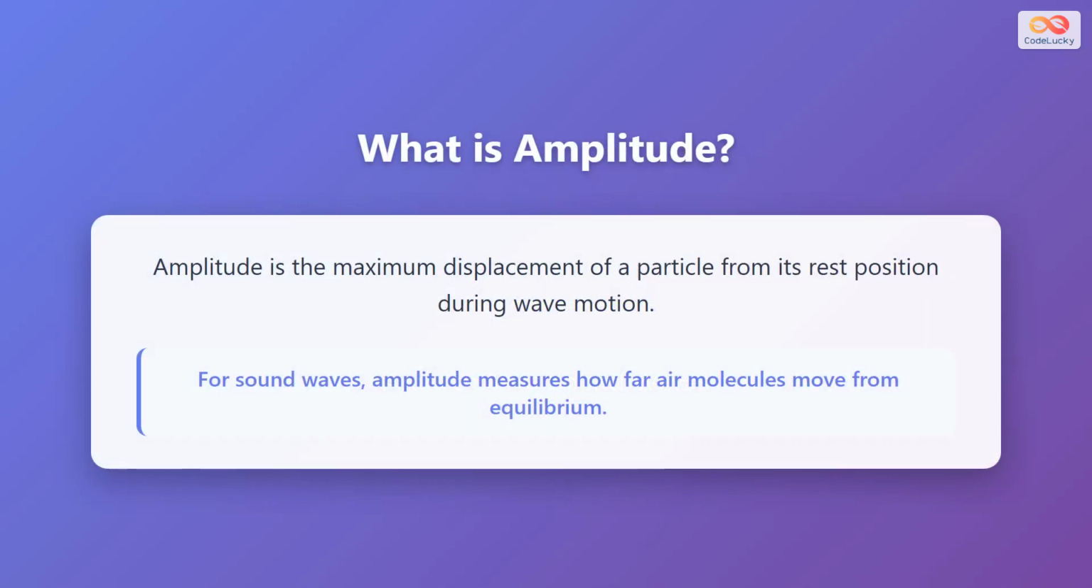Let's start with the basics. Amplitude is the maximum displacement of a particle from its rest position during wave motion. Think of it as how far the particles in a medium move from their normal, equilibrium position when a sound wave passes through. For sound waves traveling through air, amplitude measures exactly how far air molecules are pushed and pulled away from their resting state. The greater this displacement, the more energy the wave carries.